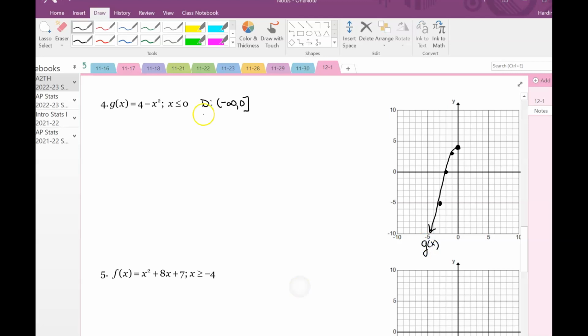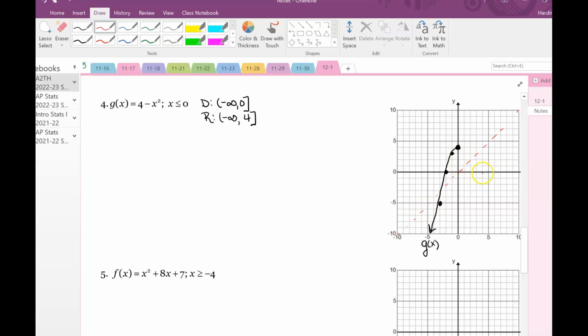Okay, and the range for that, if you look at it, is from negative infinity to 4. All right, so we've got that graph. Let's do the graph of the inverse. We'll put that in red. Again, a reflection over the y equals x line, or take all of these and reverse the x's and y's.